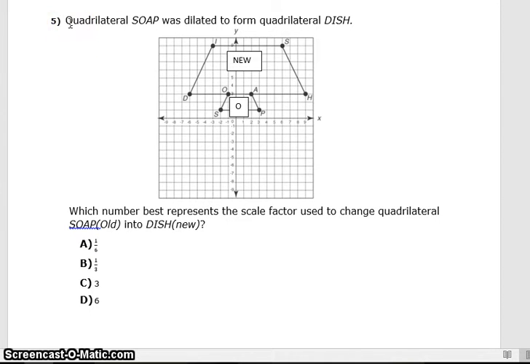Number 5. Quadrilateral SOAP was dilated to form quadrilateral DISH, which is my new shape. Which number best represents the scale factor used to create quadrilateral SOAP, which is the old, into DISH, which is the new? What is the scale factor?